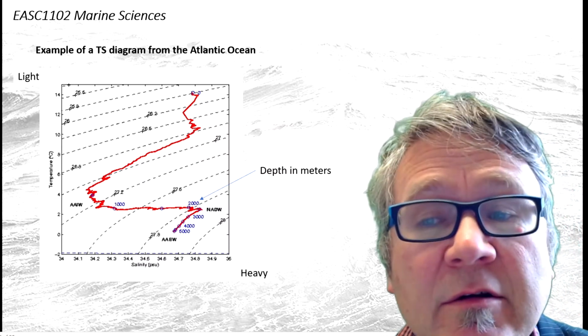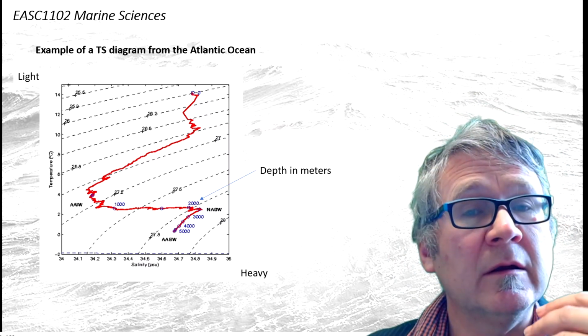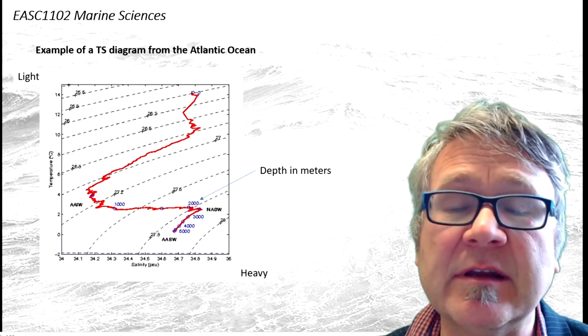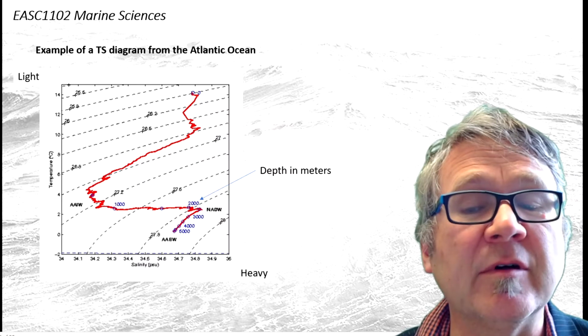This is a TS diagram from the Atlantic Ocean, where the so-called CTD instrument was used to measure the temperature and salinity, starting at the surface and then measuring down to a depth of 5,000.